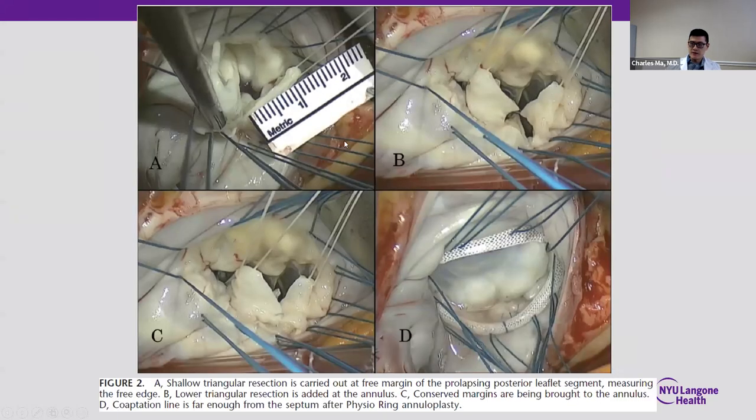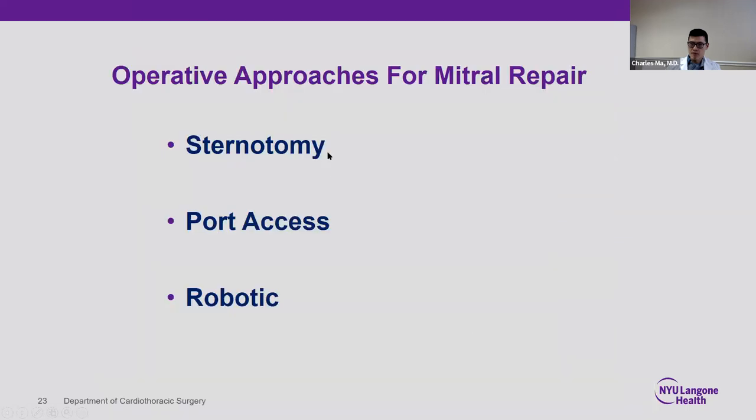Here's intraoperative video or pictures demonstrating this technique. See the resection of the leaflet is in the shape of a butterfly. And as you can see, he primarily repairs the edges back to the middle, and that'll lower the height of the posterior leaflet. And here he chose to use a ring.